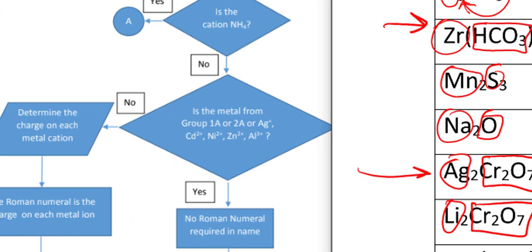So let's go here. Is the metal from group 1A or 2A? No, but it is one of the 5 listed here. So the answer to the question is yes, it is part of this little group. So you proceed and name it without a Roman numeral. So this is silver dichromate.